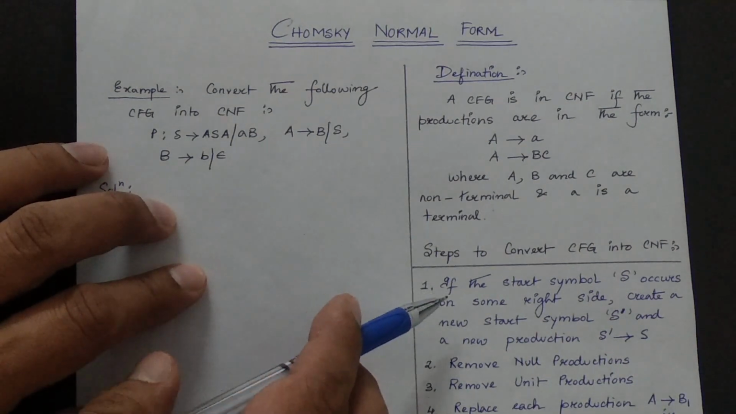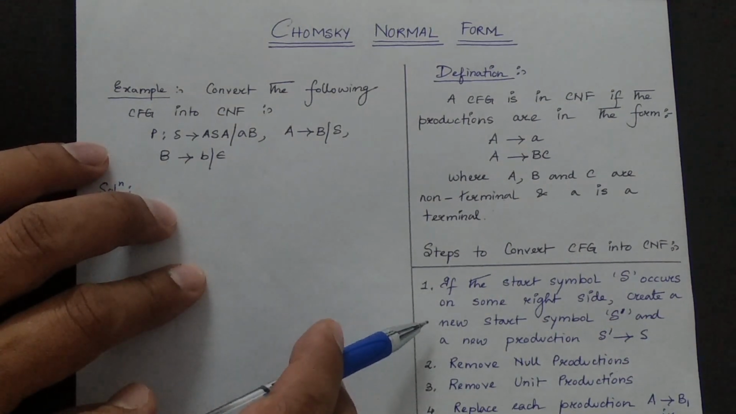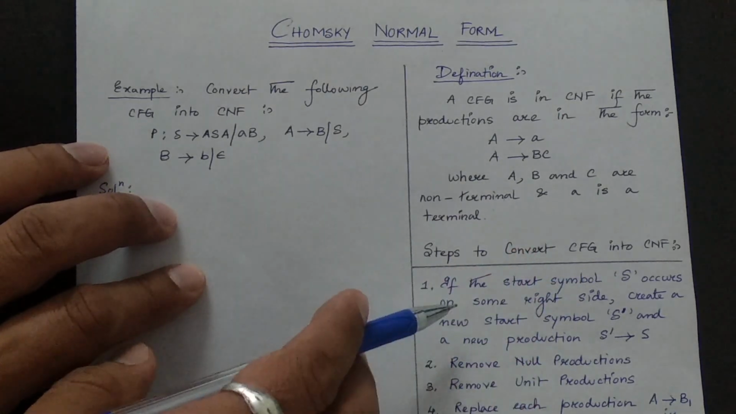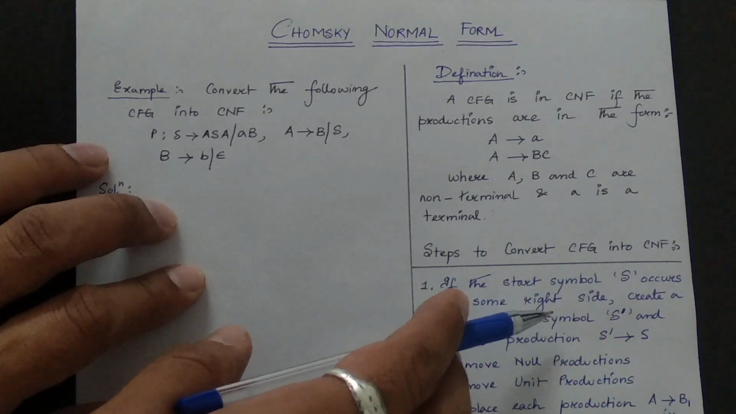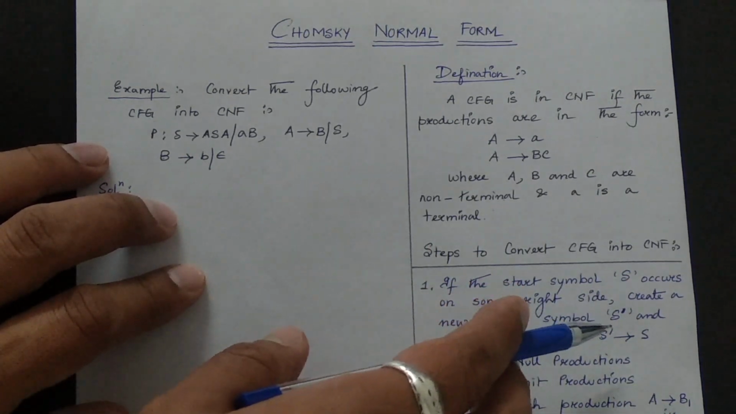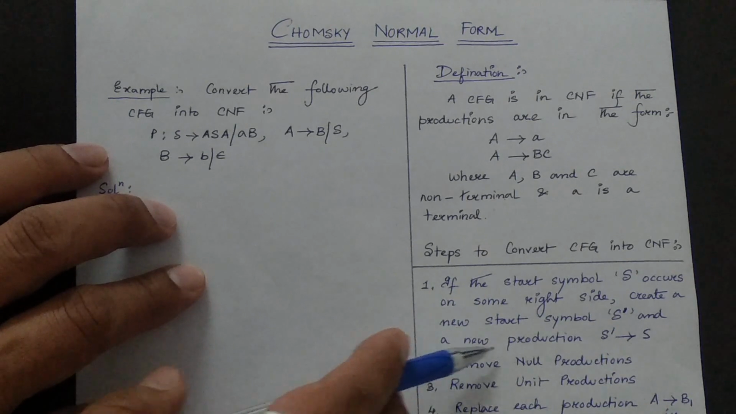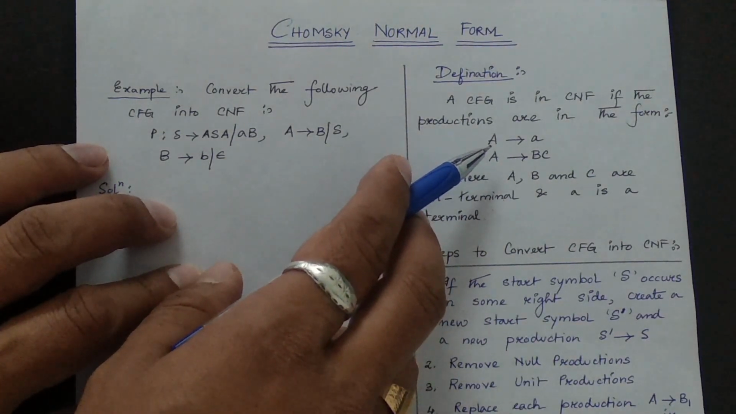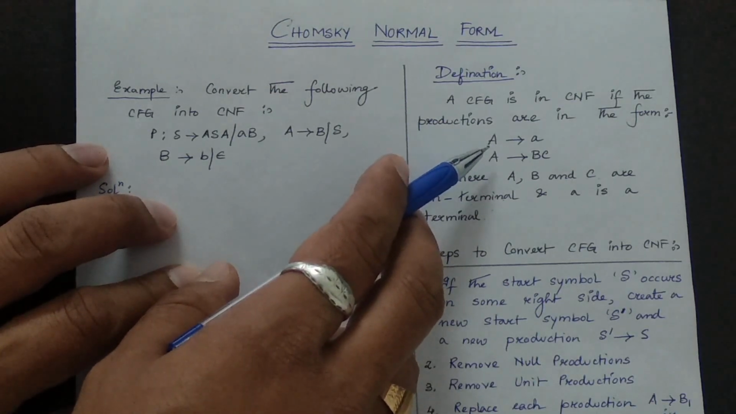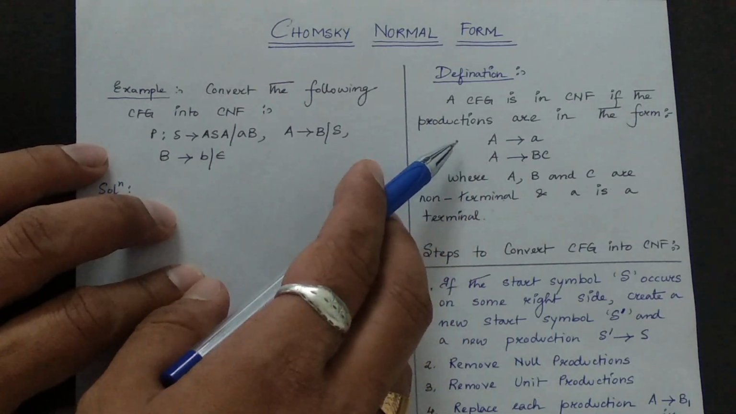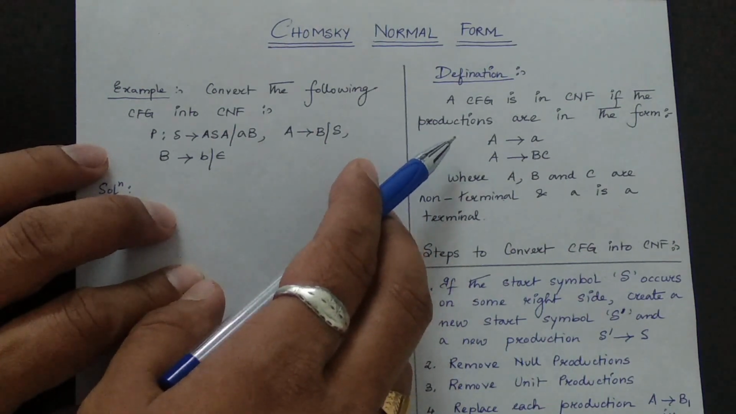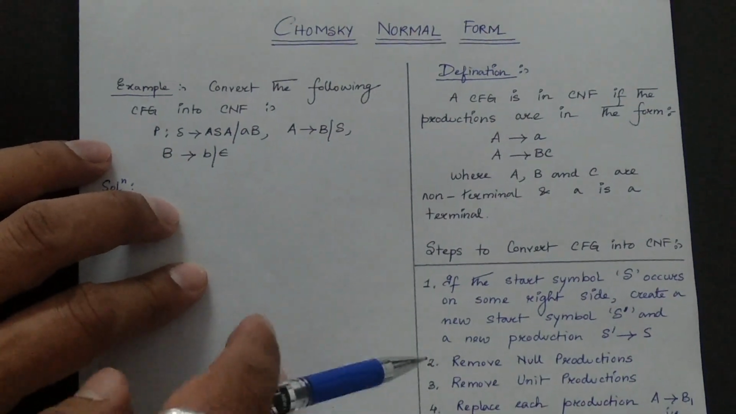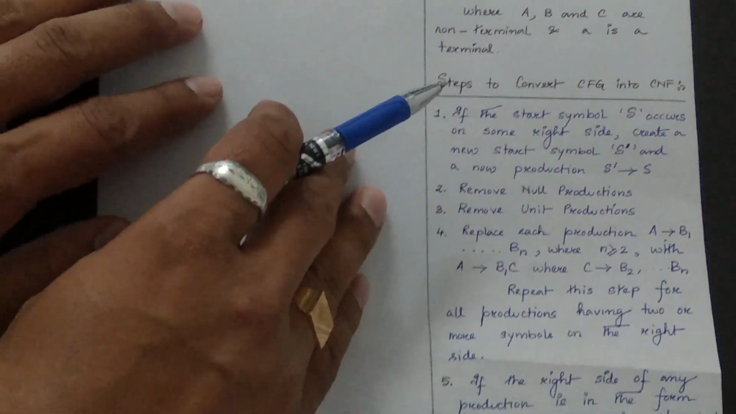Now, the steps for conversion of CFG into CNF I have already mentioned over here. Step number one is actually not mandatory, but it is mentioned in the book, so you can note it down: if the start symbol S occurs on some right side, create a new start symbol S dash and then a new production S dash tends to S. Suppose there is a production that starts with S, S tends to A. Then I have to create a new production initially and name it S dash tends to S. This is not mandatory. So the main concept comes from step number 2.